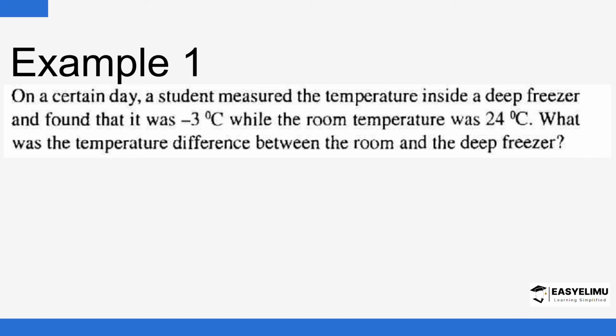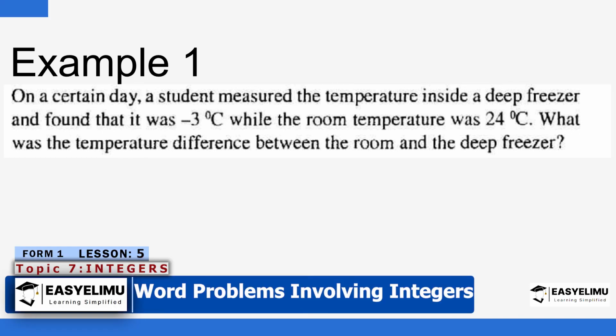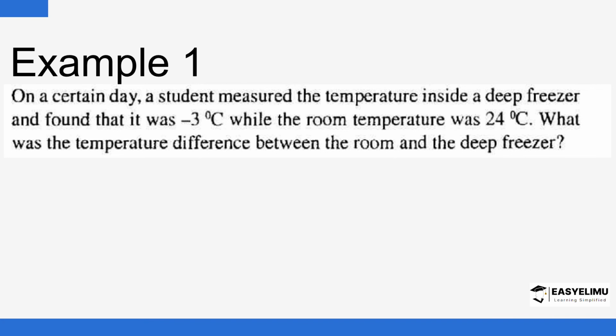So we have our first example here where we are supposed to see how operations on integers are applied. The question is: on a certain day, a student measured the temperature inside the deep freezer and found that it was -3 degrees Celsius, while the room temperature was 24 degrees Celsius. So what was the temperature difference between the room and the deep freezer?